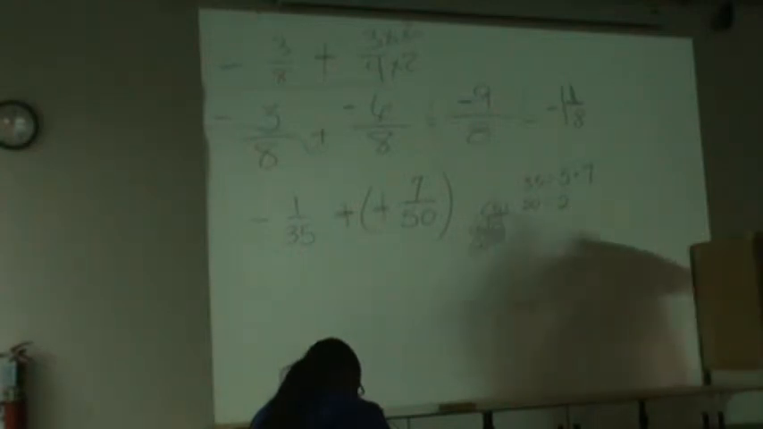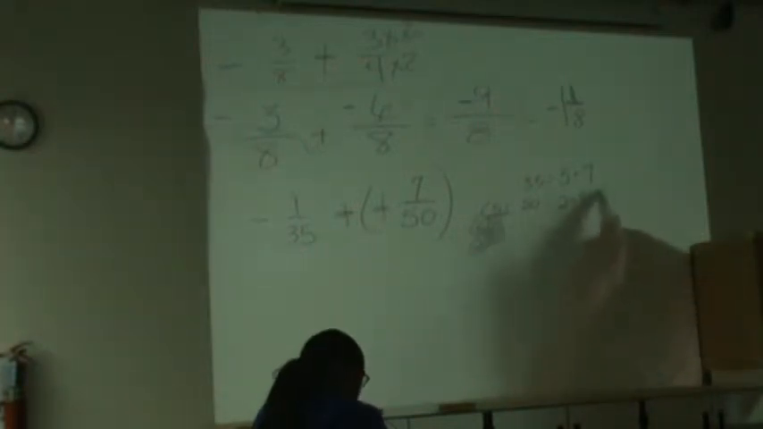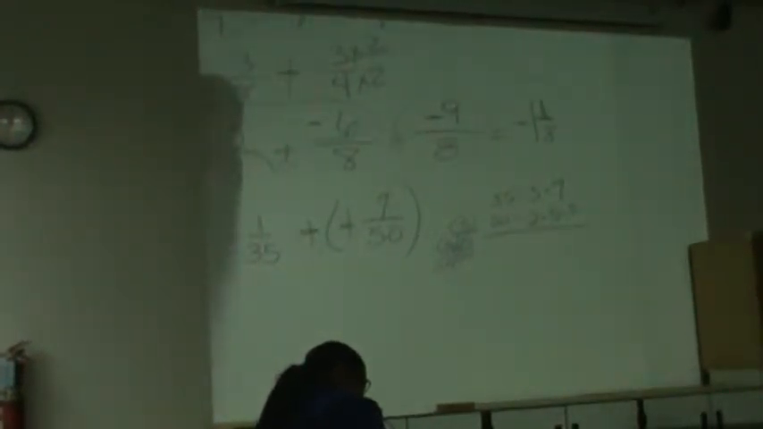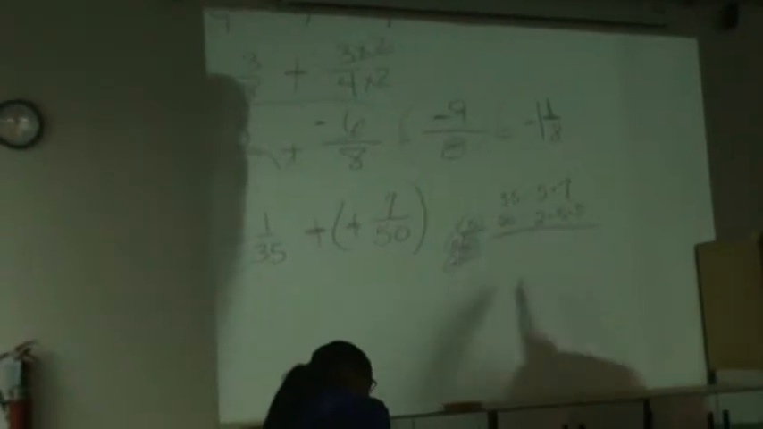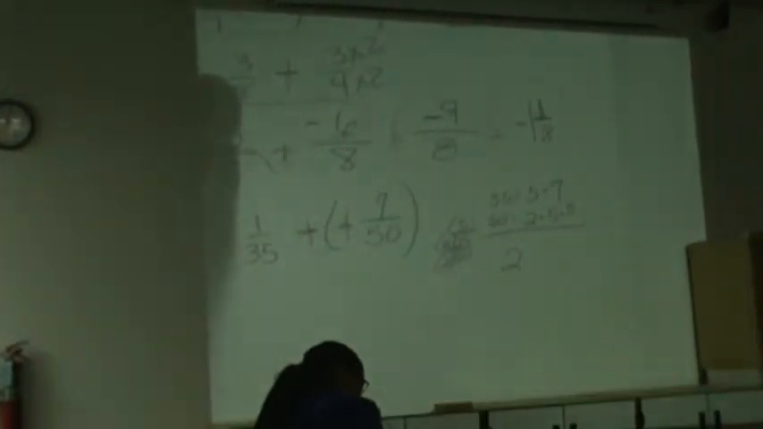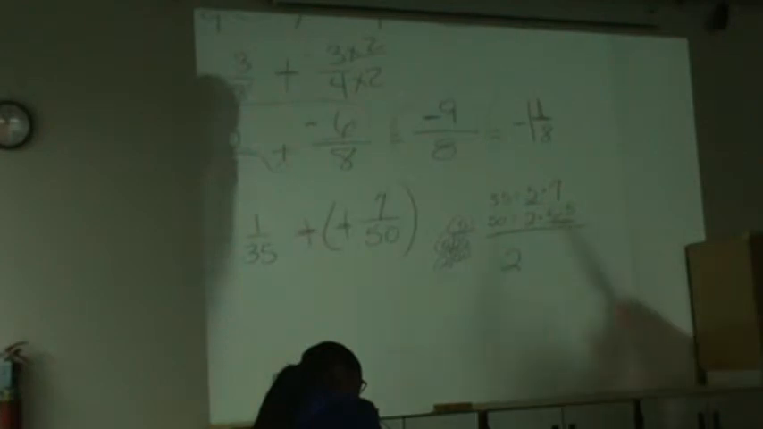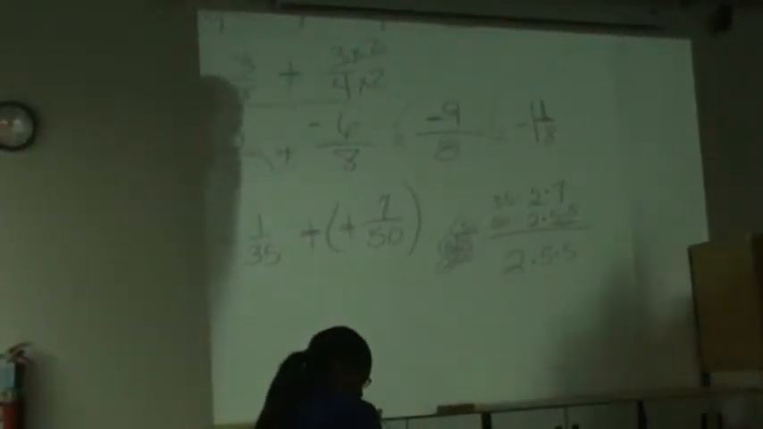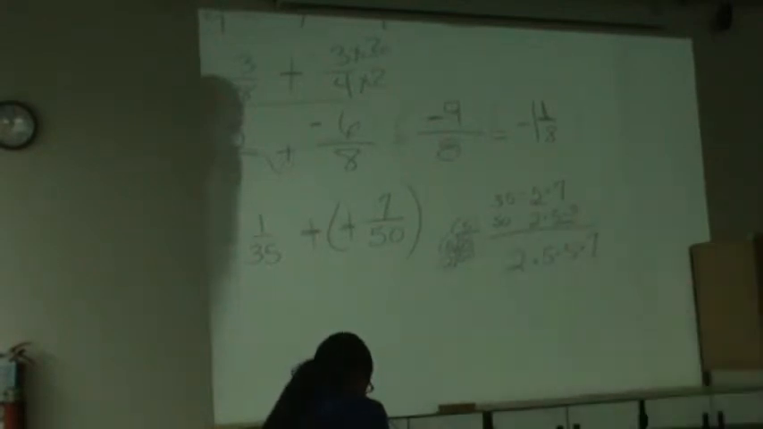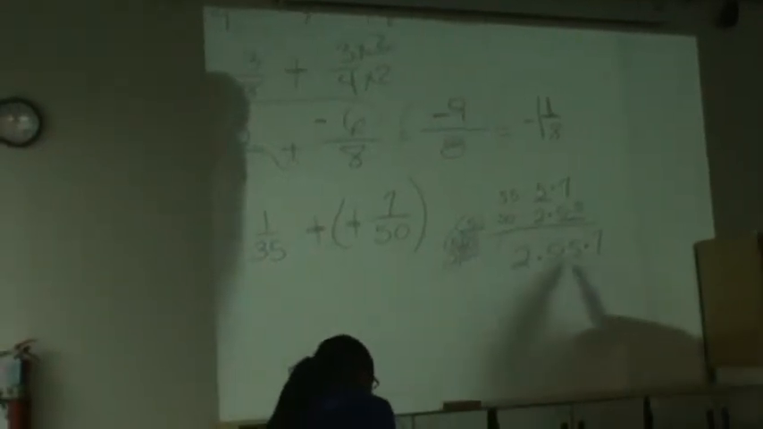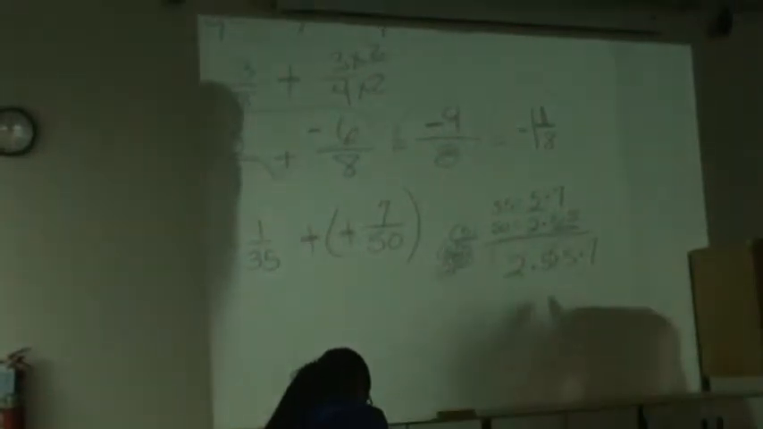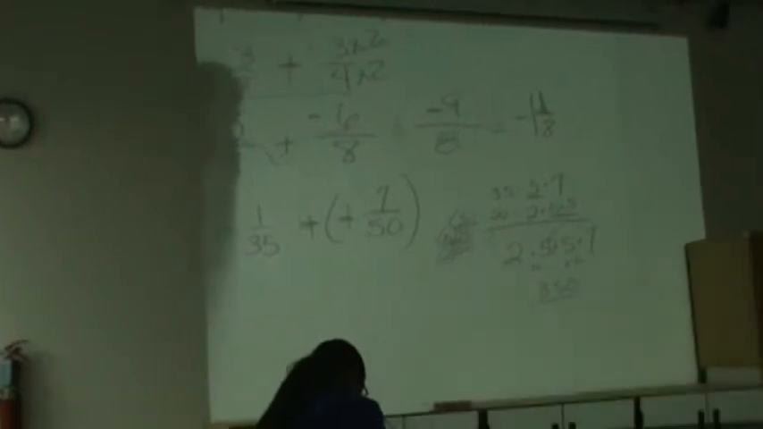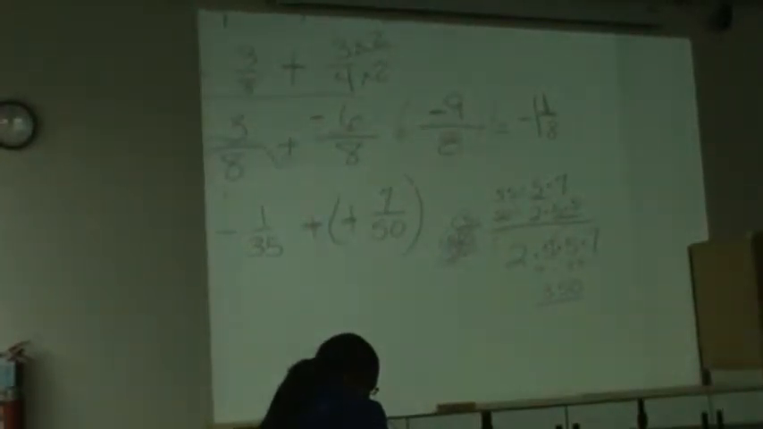1, 2, 2 5s. Okay, now, what's the most 2s we have? 1 and none, most is 1, right? What's the most 5s? 1 and 2, so we're going to do 2 of those. 7, just 1. Okay, so we have 10 times 35. What's 10 times 35? 350. So that's our common denominator, 350.